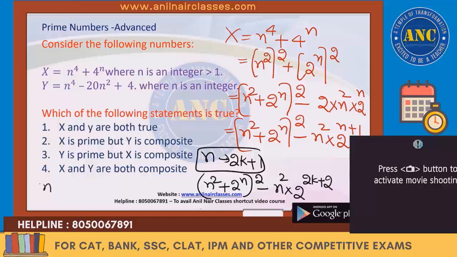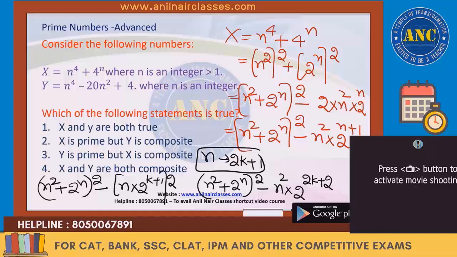So this is nothing but (n² + 2ⁿ)² minus n into (2^k + 1)². Can I write like this?